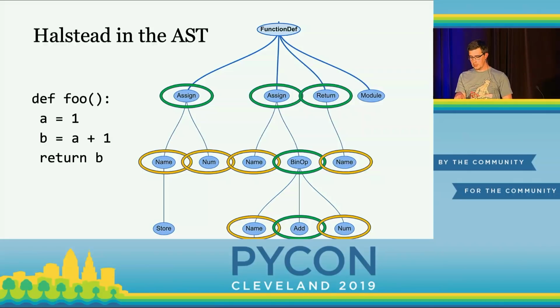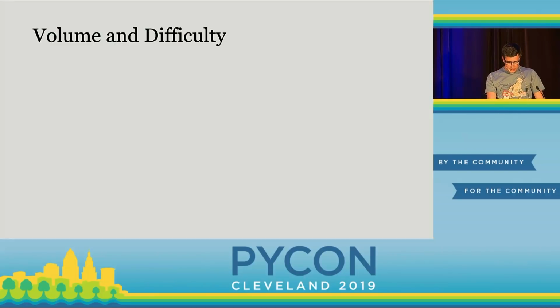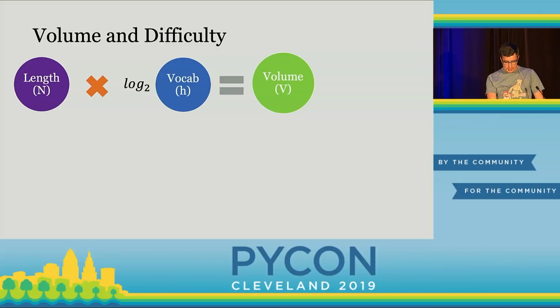In the first assignment, you've got the name, which is the variable a, and the number, which is the number 1. So everything in green would be added up, and then everything in yellow would be added up to give you operators and operands. And then this is where it gets slightly more complicated, unfortunately. We've then got volume and difficulty. You multiply the length by a logarithm of the vocabulary to get volume, which is better than lines of code.